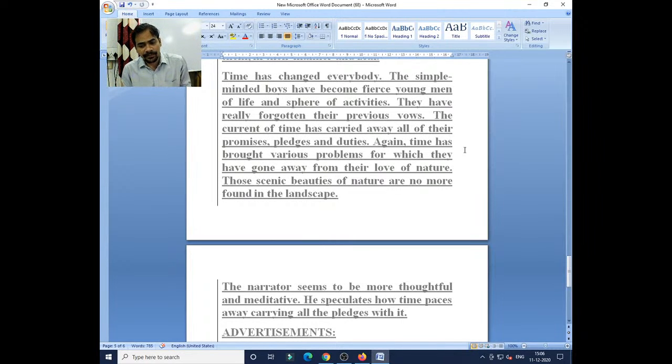and in the sphere of activities they have really forgotten their previous vows, their promises. The current time has carried away all of their promises, pleasures and duties. Again, time has brought various problems because of which they have gone away from their love of nature. How precious time is, you see. Time can take you away from the love of nature also, because when they were small children, they used to enjoy very much, they used to pass their time near the pool, having lots of fun, but all these are no more. Those scenic beauties of nature are no more found in the landscape.